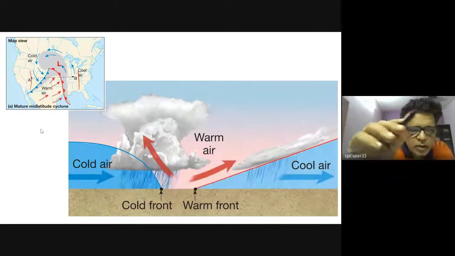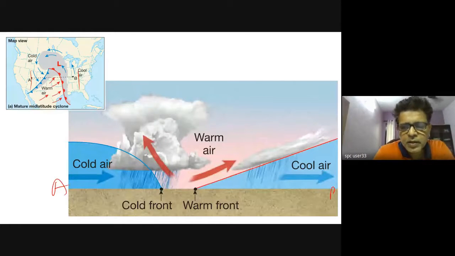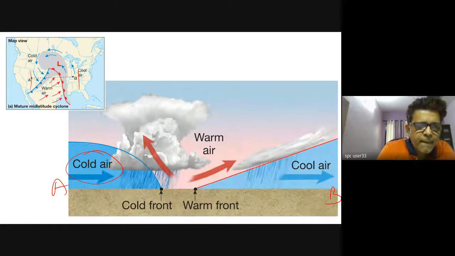Now you see this A to B. Point A is here and point B is here. Now try to compare. Around A you have the cold air. Near B you have the warm air. Now what exactly is happening is why this takes a turn like this, because you'll see warm air is moving like this, cold air is moving like this.